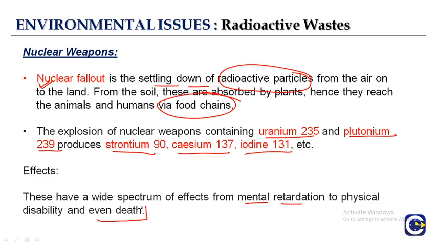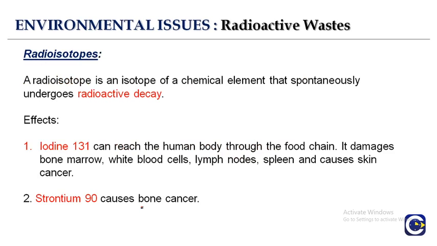So by entering the normal pathway of mineral cycling and the ecological food chain, these radioisotopes, that is the isotopes of a chemical element, continuously undergo radioactive decay. Radioactive decay means radioactivity is decreasing, or fission is happening. Like iodine-131, it can reach the human body through the food chain, right? From the organism to us, and we eat it, that leads to the food chain.